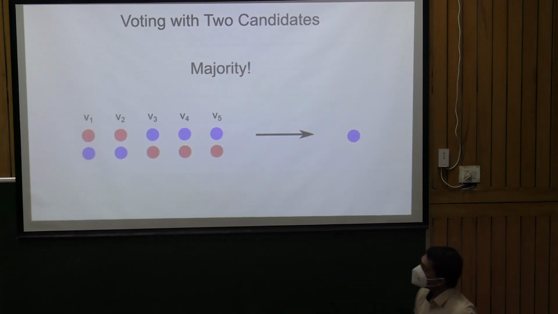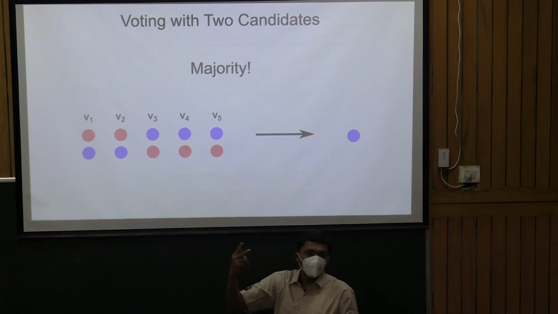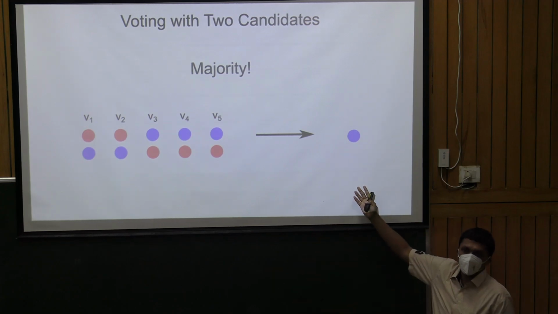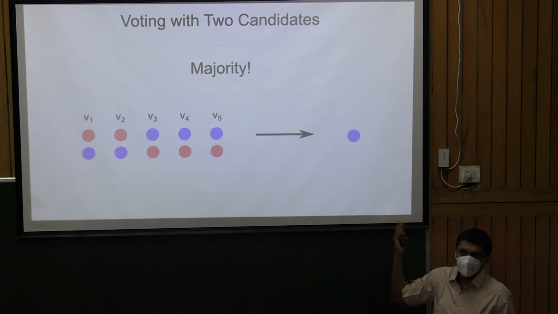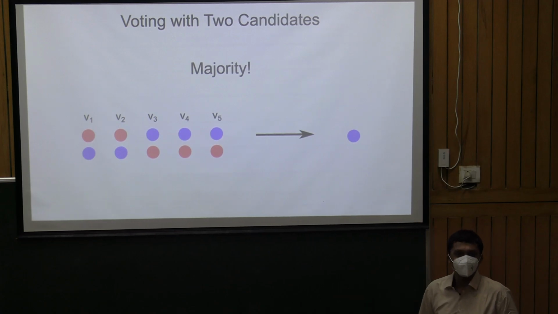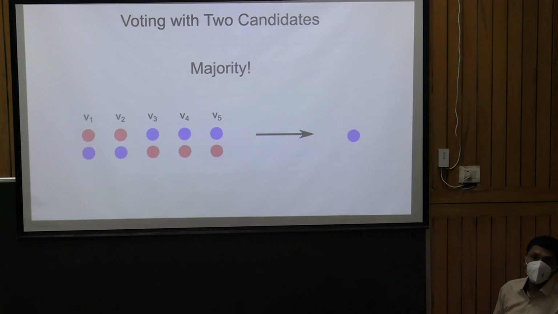For example, if I give you an input like this, every voter has some preference over just 2 candidates, red or blue. It makes sense to pick the one that is preferred by more voters, because why not? It's fairly uncontroversial. Anyone who disagrees with it? Okay, so I think this is a fairly reasonable choice. It's called the majority voting rule. So for 2 candidates, it looks like the voting problem is straightforward.